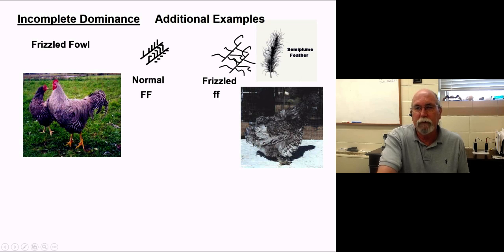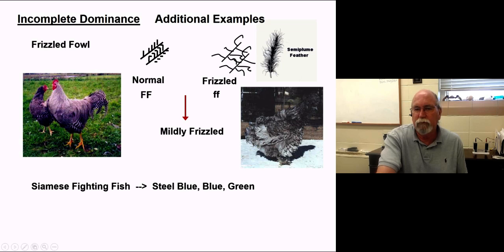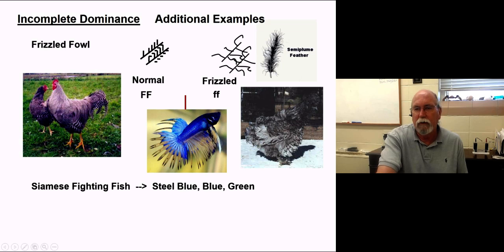Well, these are true breeding. You can take these frizzled fowl and they will breed true. You can take these normal or non-frizzled and they'll breed true. You cross a frizzled with a normal, which is often done for show animals, and you get a mildly frizzled. You get something that's in between this sort of shape that looks like this and something that looks like this, and that's the heterozygotes. Incomplete dominance is somewhere in the middle. We see the same thing for Siamese fighting fish. These beautiful blue ones are very valued. They are the heterozygotes. And what a lot of breeders will do is keep around a steel blue and a green, and they'll mate those together to assure that all their progeny are going to be these perfect blue like this.